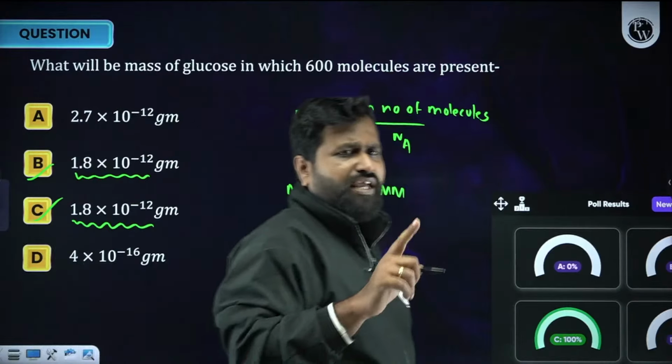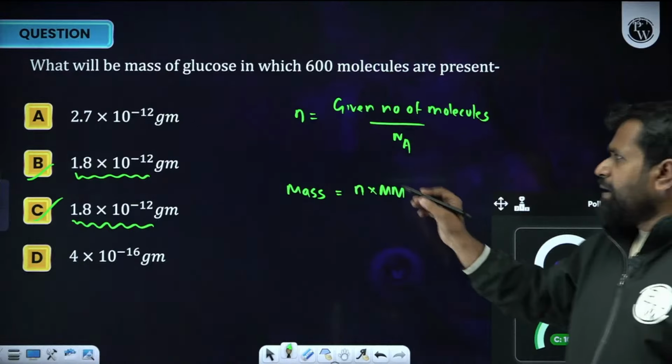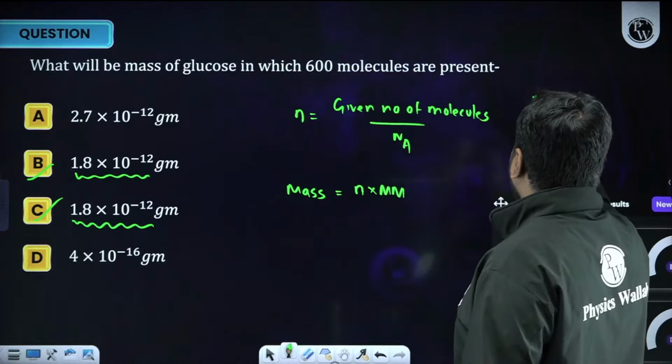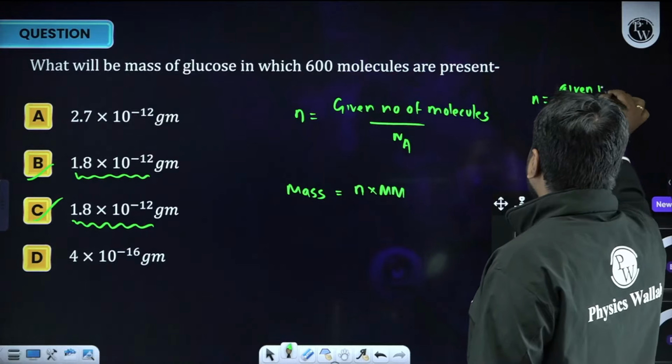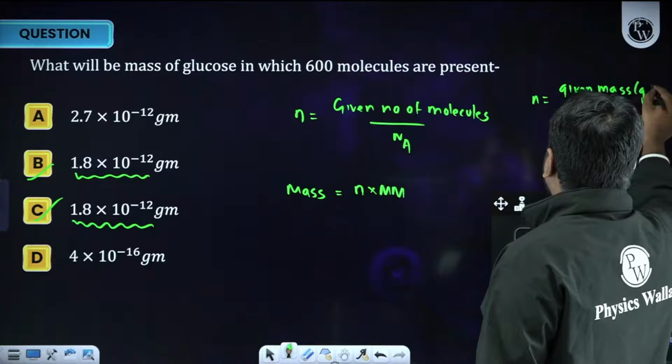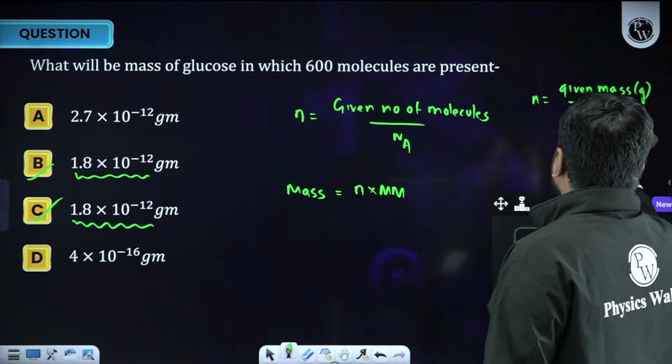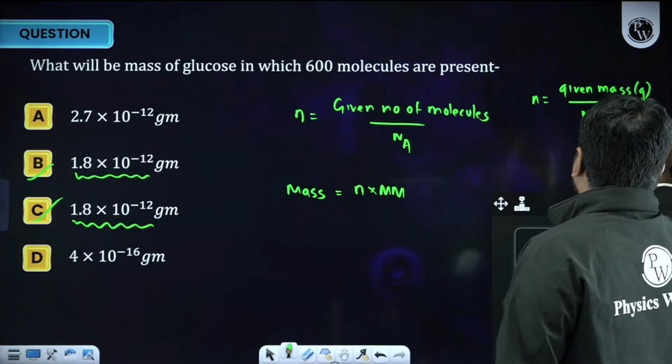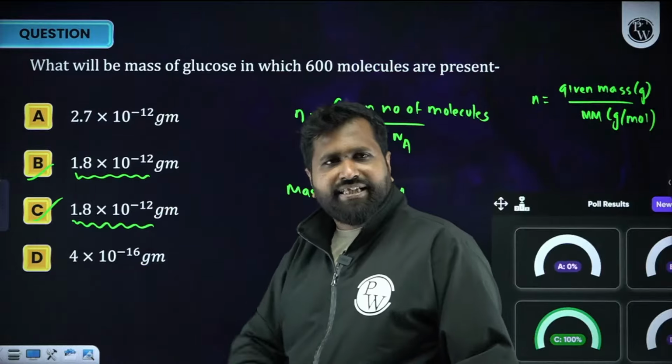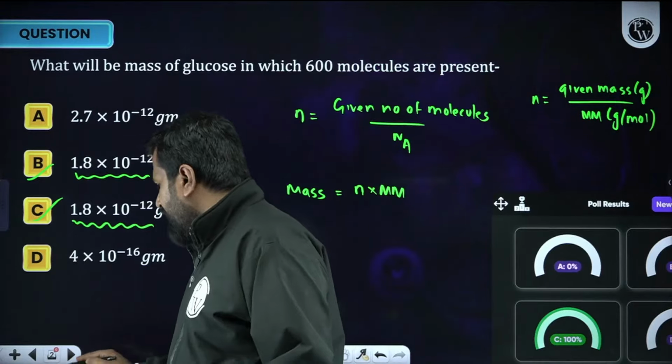So automatically we will get the answer. But remember one thing, the unit will be in gram, right? Because what is the general formula for number of moles? Number of moles is nothing but given mass in gram upon molar mass. Molar mass is nothing but gram per mole. So automatically we will get the answer. Good. I'm happy. Next question.